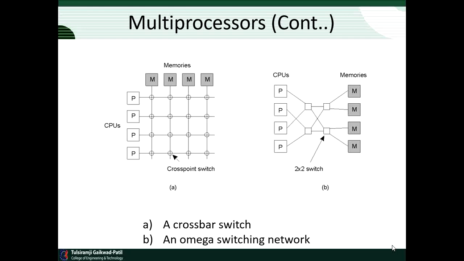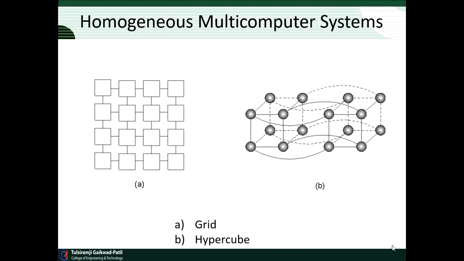So here in diagram B you can see that all the processes are connected through switches, and memories are also connected through switches, and all the memories which are available at the remote location, in distributed form, can be shared with the CPU by using the switching technique. So diagram A is for the crossbar switching, and diagram B is for the omega switching network. So this is about the multiprocessors.